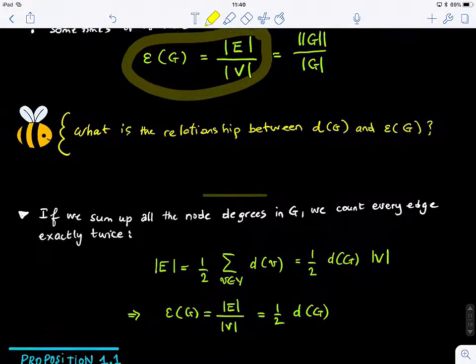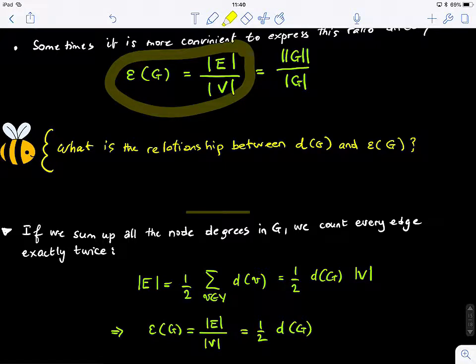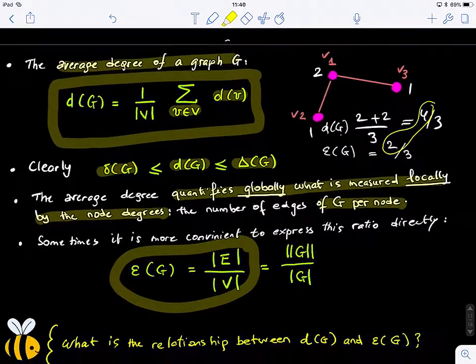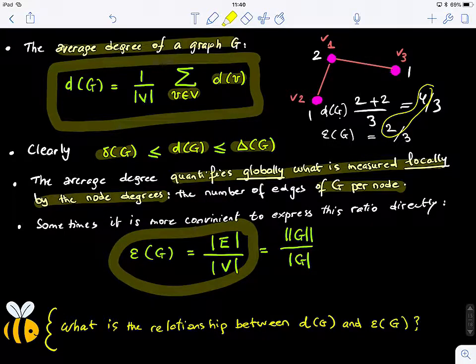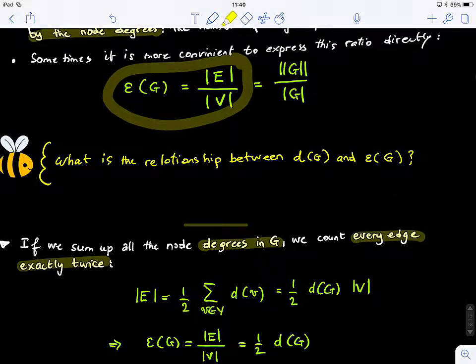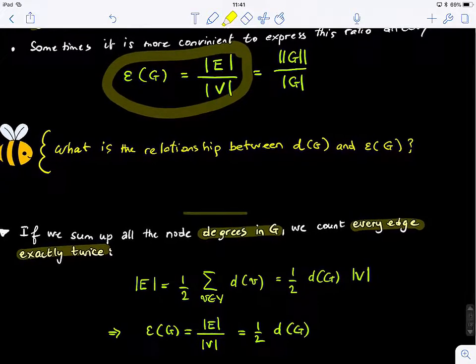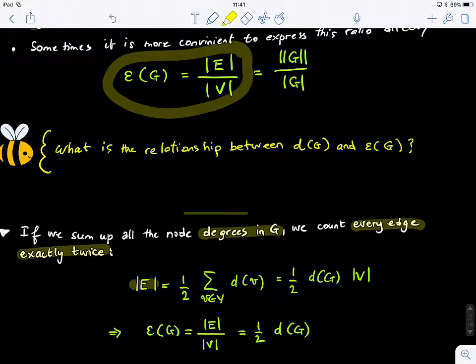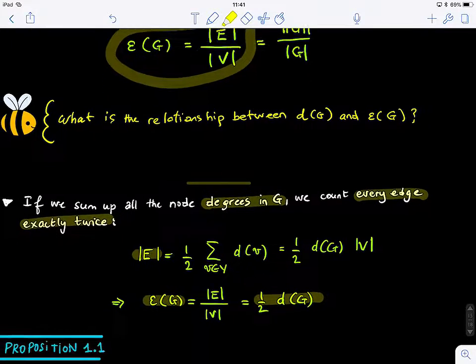Yes, that's right. If we sum up all the node degrees in G, we count every edge exactly twice. Yes, there is no self-connection, and this is for a typical undirected graph. Very true, very good. This is quite simple, but you can think about special cases, whether this formula stands for particular cases. So here the number of edges is half the sum of the degrees, and then epsilon is actually half the average degree of the graph.